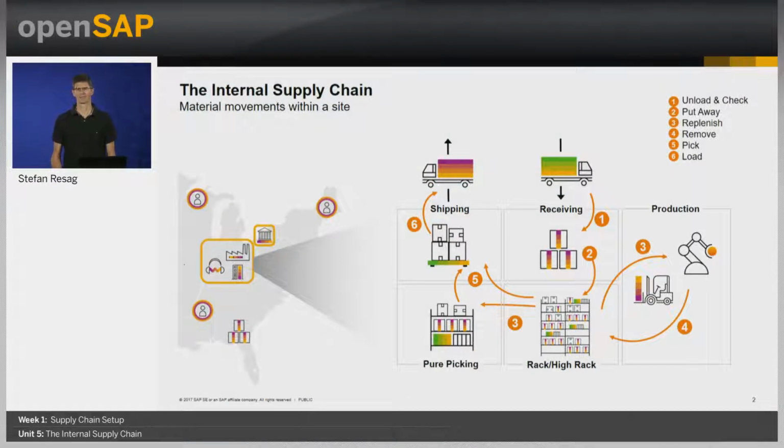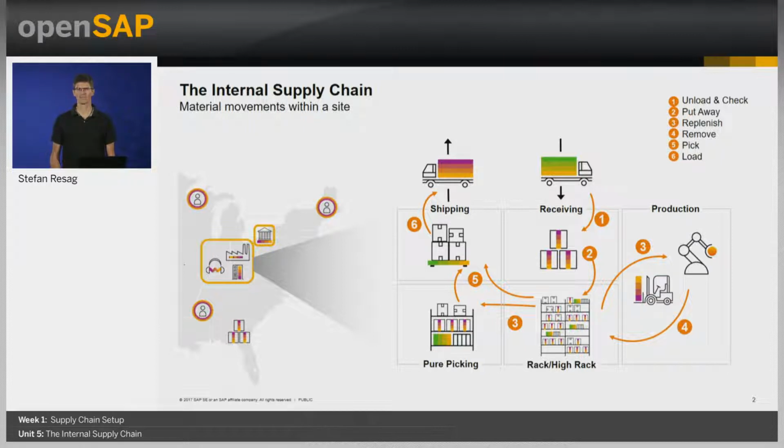Here, I have given examples of typical material movements within a site. In step 1, a truck arrives at the warehouse and goods need to be unloaded and checked. Next, in step 2, they are put away into the high rack area of the warehouse. Also, components need to be replenished from warehouse to the production area, and finished goods need to be put back into the warehouse or to a picking area. See steps 3 and 4.